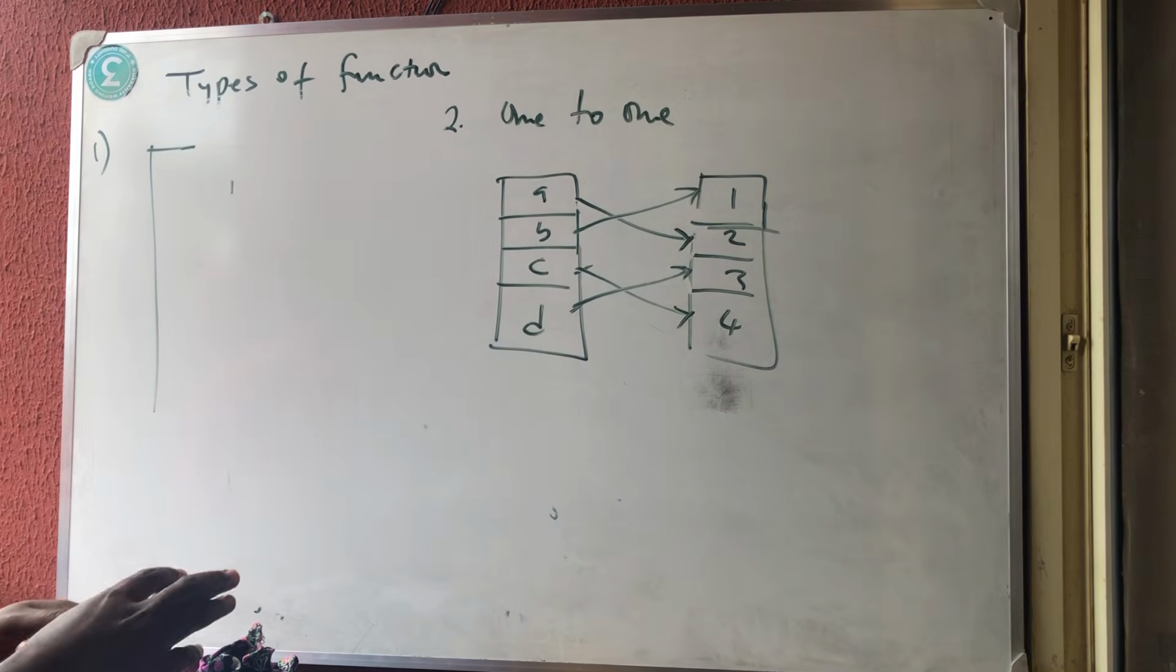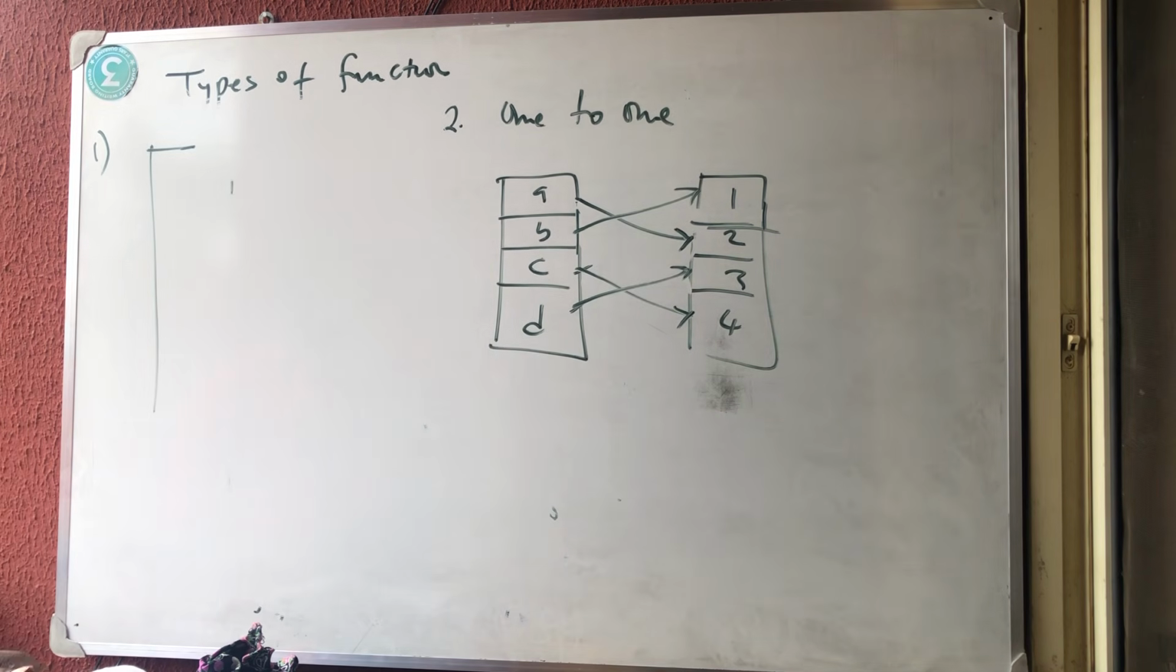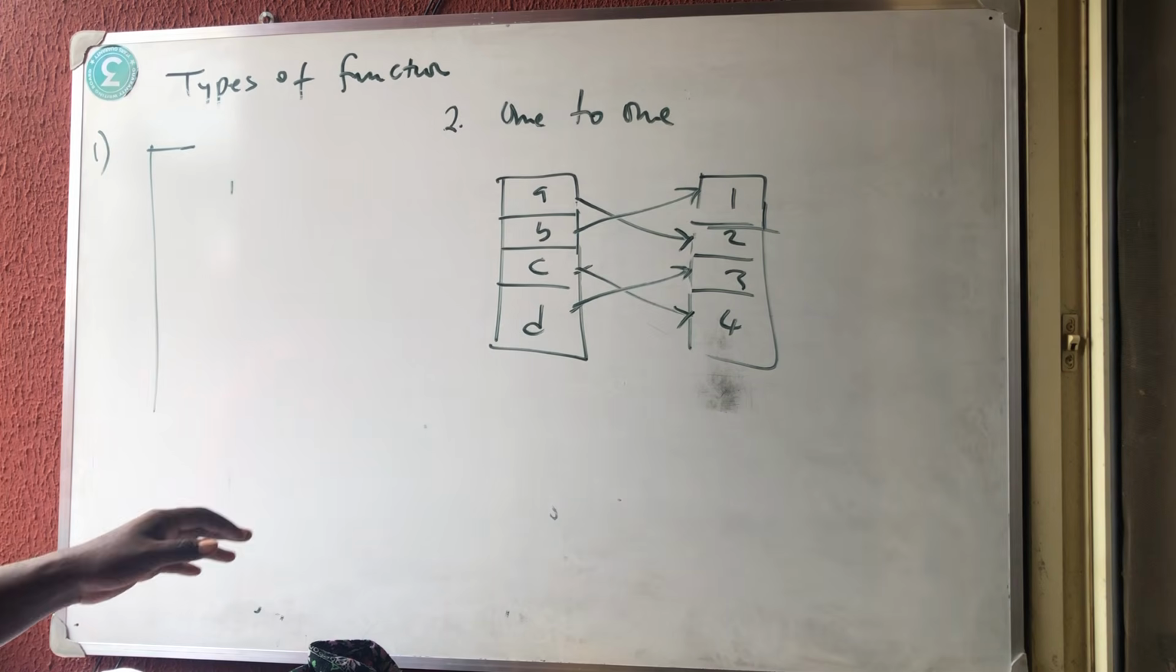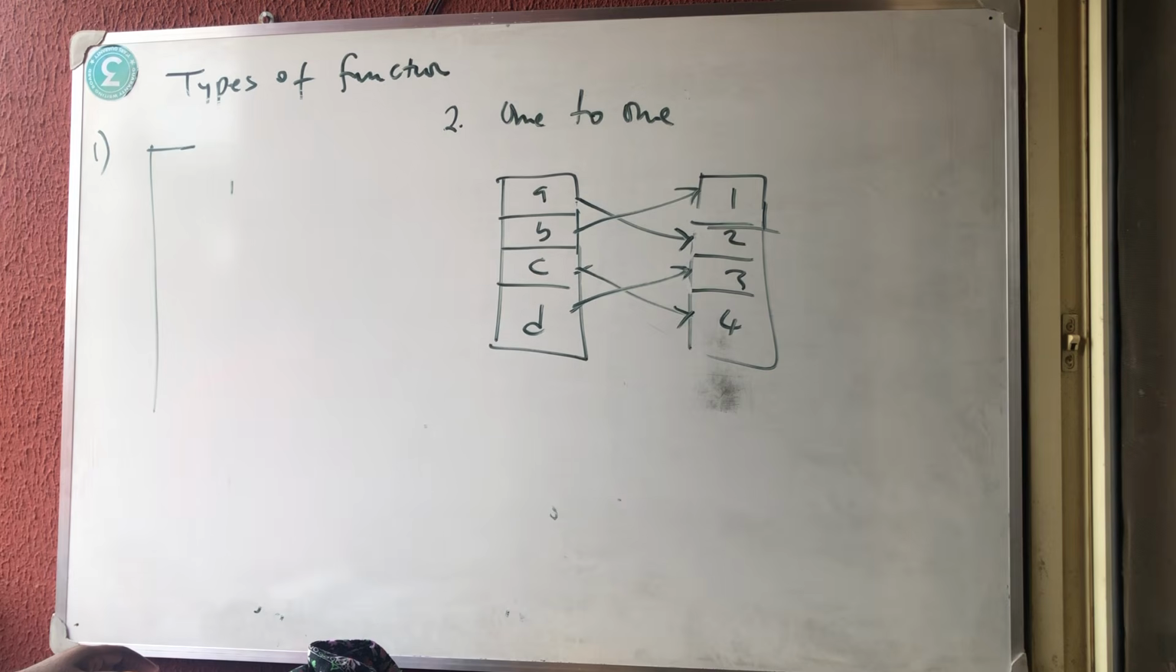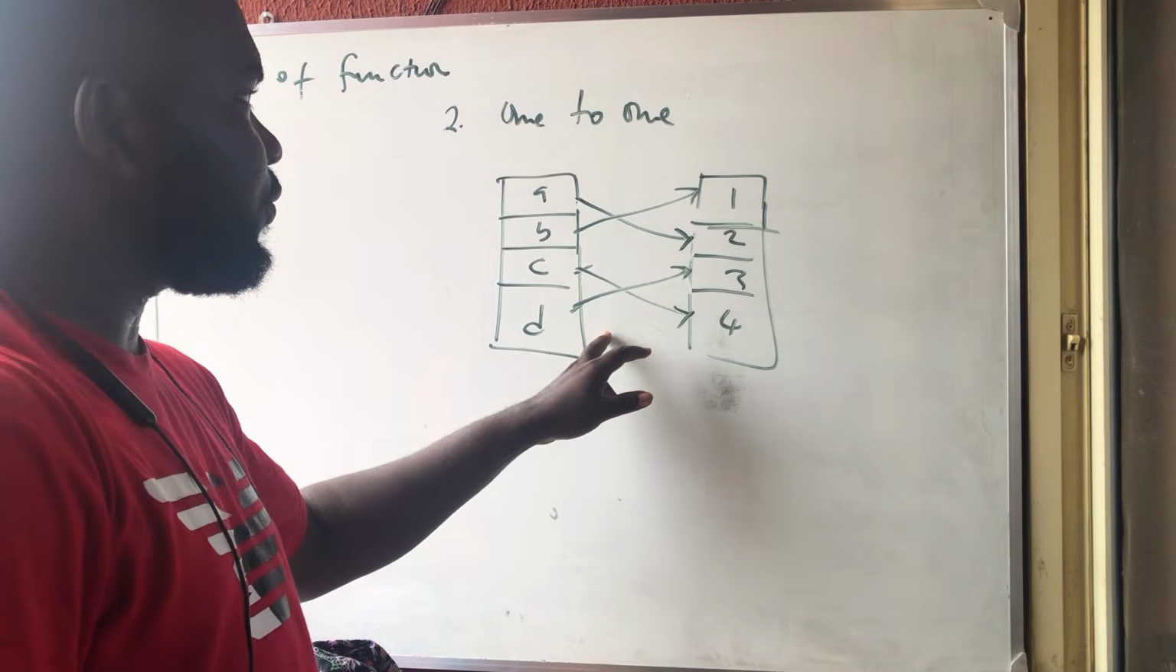So one person cannot produce two things. That is 1 to 1, and two people cannot produce one thing. That is 1 to 1. And are you now seeing that 1 to 1 for any function?